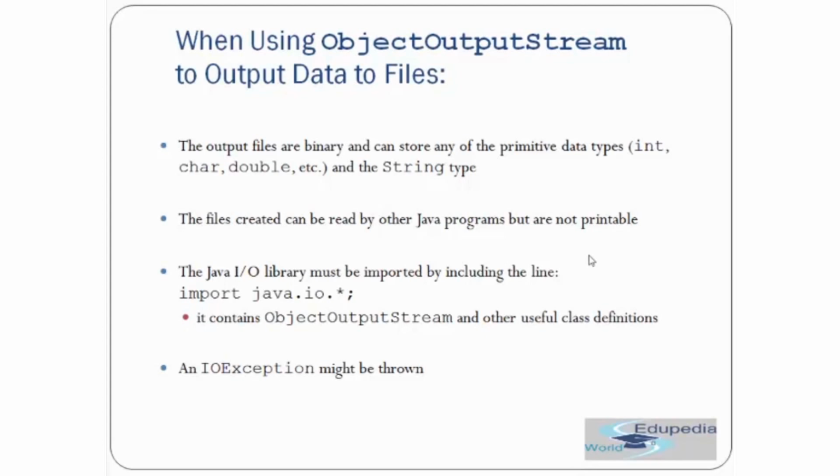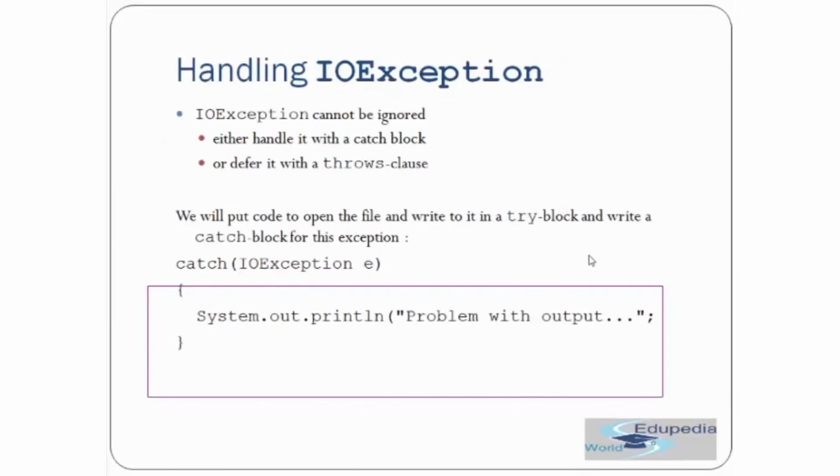Output file can be binary. So it's basically used when you want to read an object. Now, handling IO exception. IO exception cannot be ignored. Either handle it with a catch block or defer it with the throws clause.